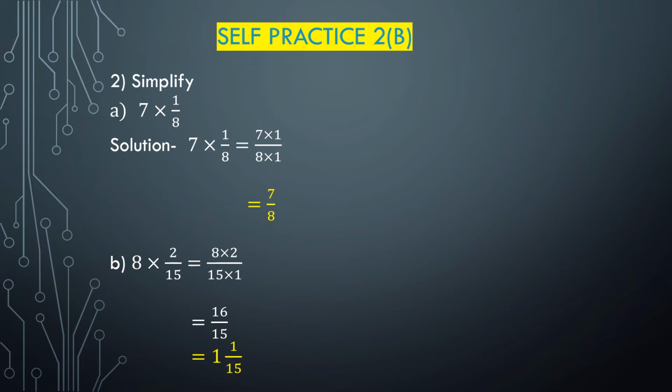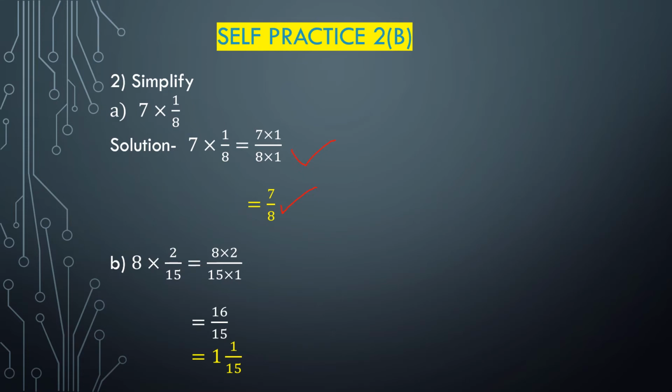Now we solve question number 2. Question number 2 is simplify. First bit A is 7 multiplied with 1 divided by 8. Product of a whole number and a fraction is product of the numerators divided by the denominator. So we can write 7 multiplied with 1 divided by 8 equal to 7 multiplied with 1, product of the numerator, divided by the product of denominator, that is 8 multiplied with 1. 7 multiplied with 1 is 7 and 8 multiplied with 1 is 8. So we get 7 divided by 8.